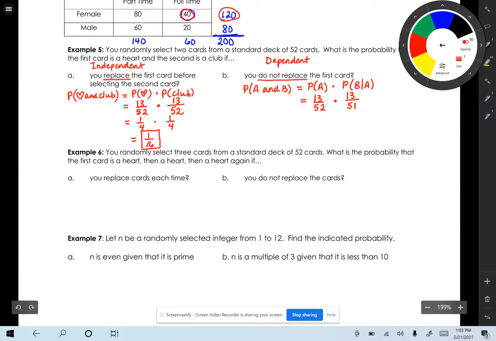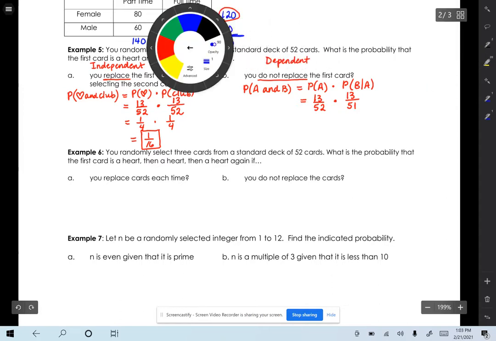So this represents club given first card is a heart. Right? And the reason why you have 51 down here is because you didn't replace your first card back.